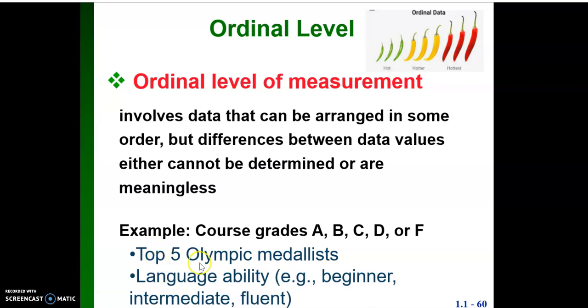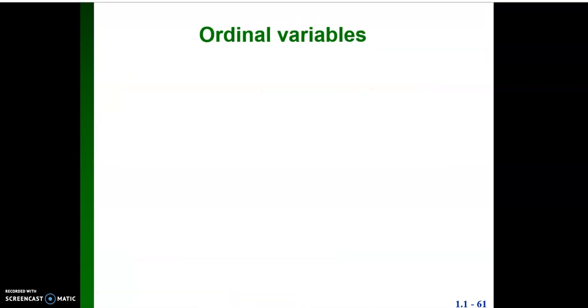Some other examples: 5 Olympic medalists, or language ability: beginner, intermediate, fluent. Some kind of order, but there's no difference in between. What do ordinal variables mean? They have identity, and they have magnitude. Magnitude means only the order. We can say A is greater than B, but we can't say what the difference between A and B is. If you see something like that, that goes under ordinal level of measurement.